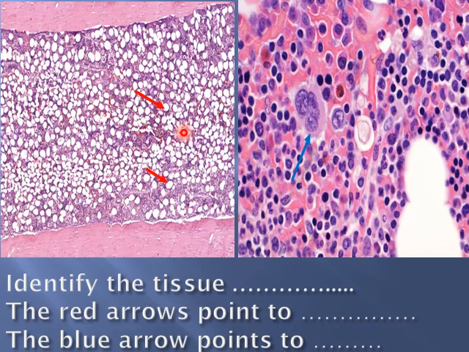This is the bone marrow. This is low magnification. I can see here the fat cells. Here, higher magnification, I can see different blood cells. And this large cell is the megakaryocyte, which is the mother cell for the platelets.